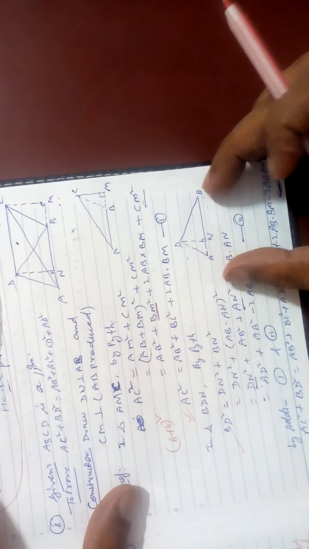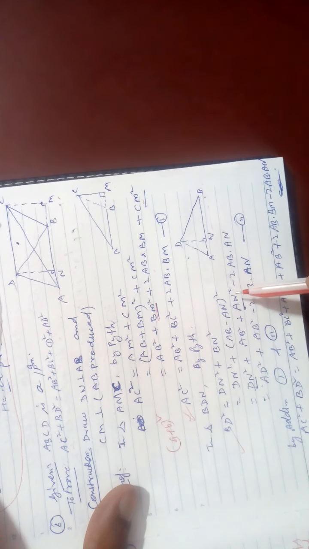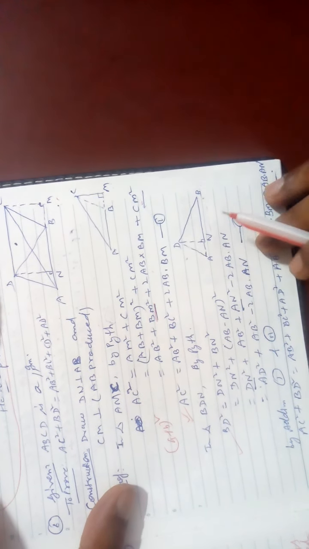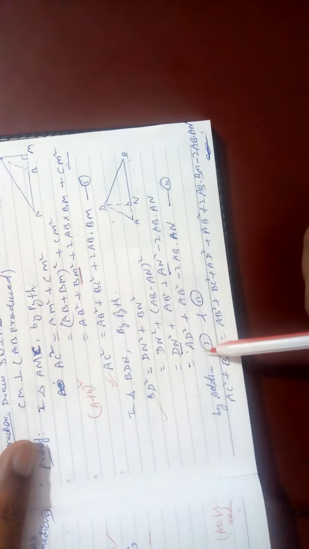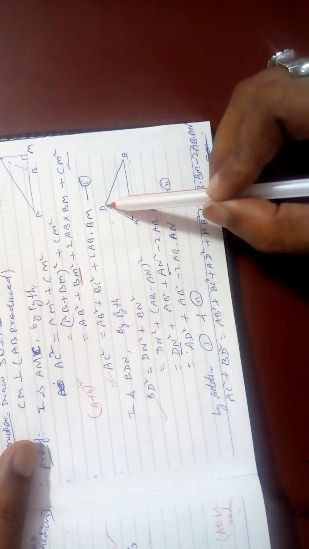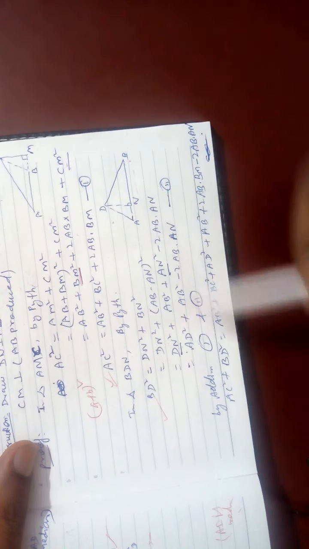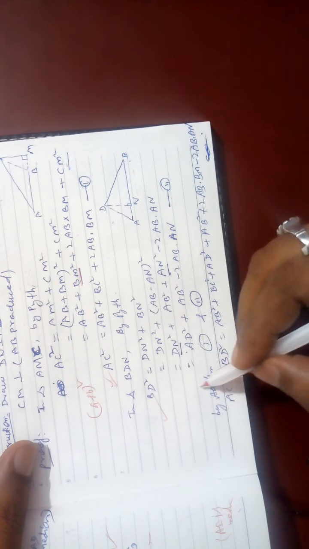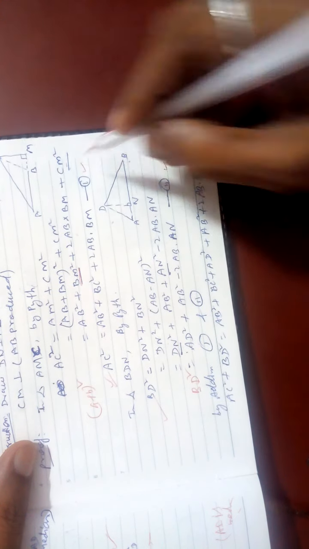BN you can write as AB minus AN, whole square. So you get AB square plus AN square minus 2 AB into AN. Now DN and AN again give you AD square, again by Pythagoras. So you are getting BD square, this is equation number 2, and equation number 1 you add.